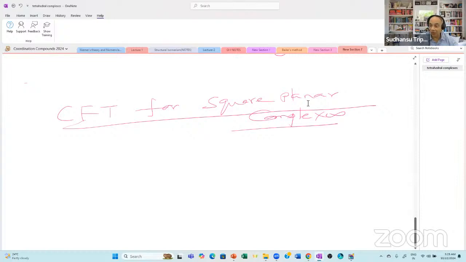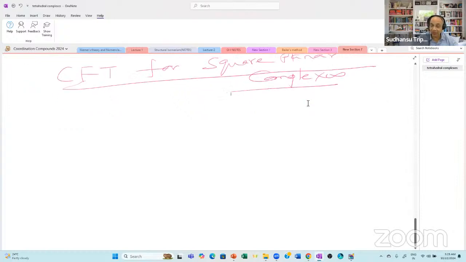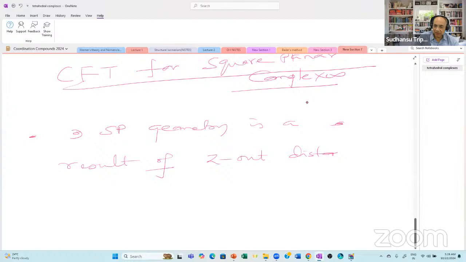Now let's see how the distortion will come. Now, see, SP geometry is a result of distortion in the octahedral field.